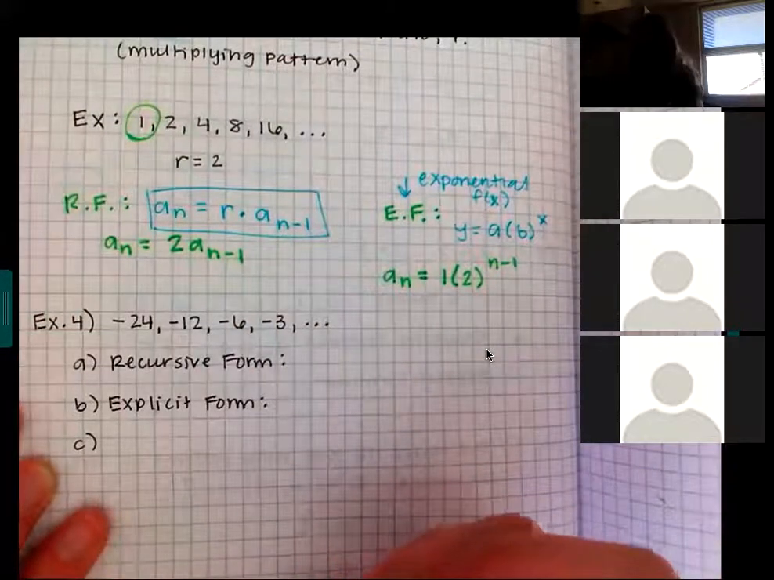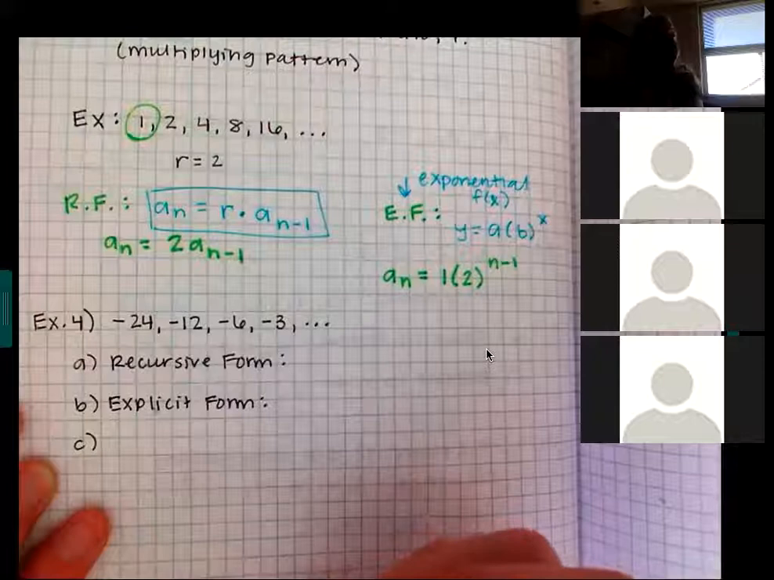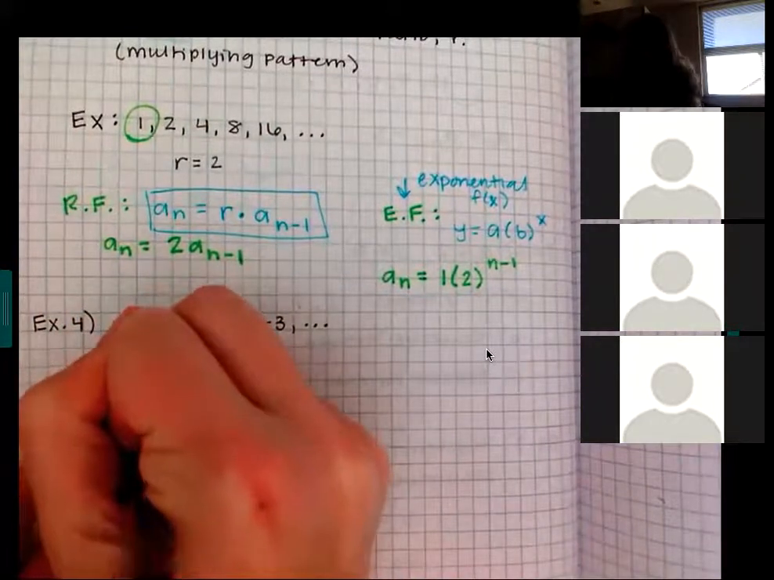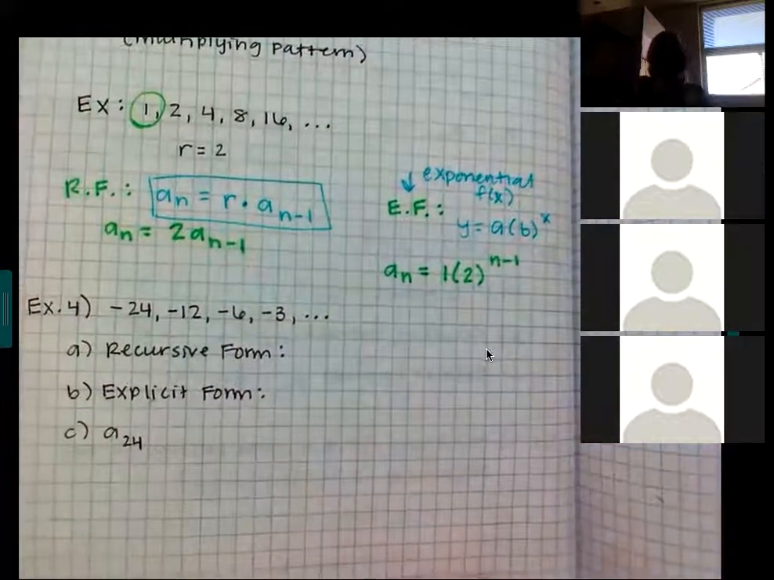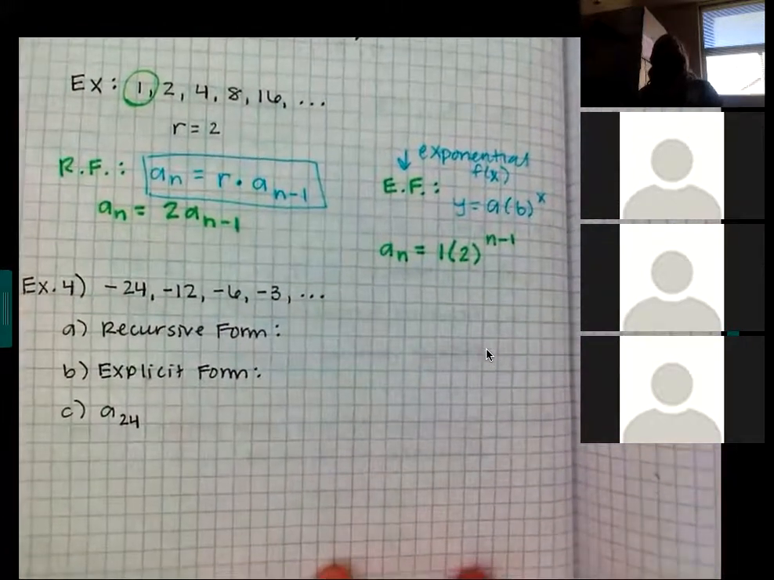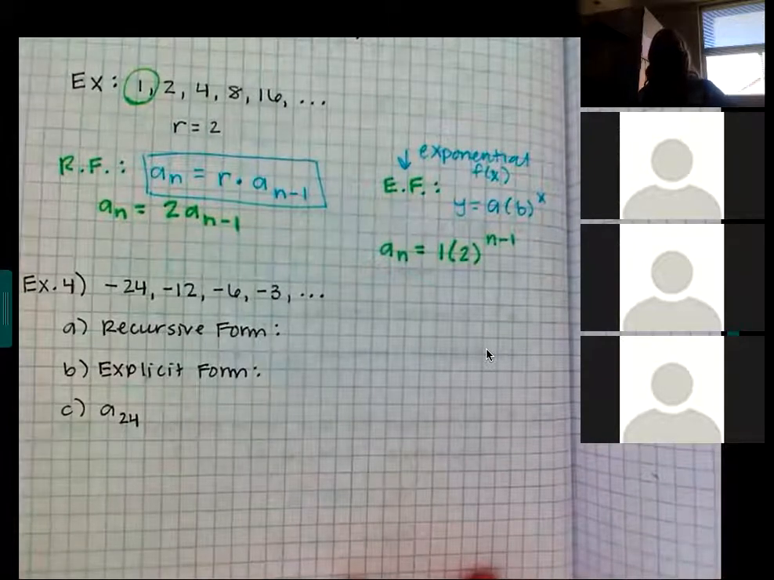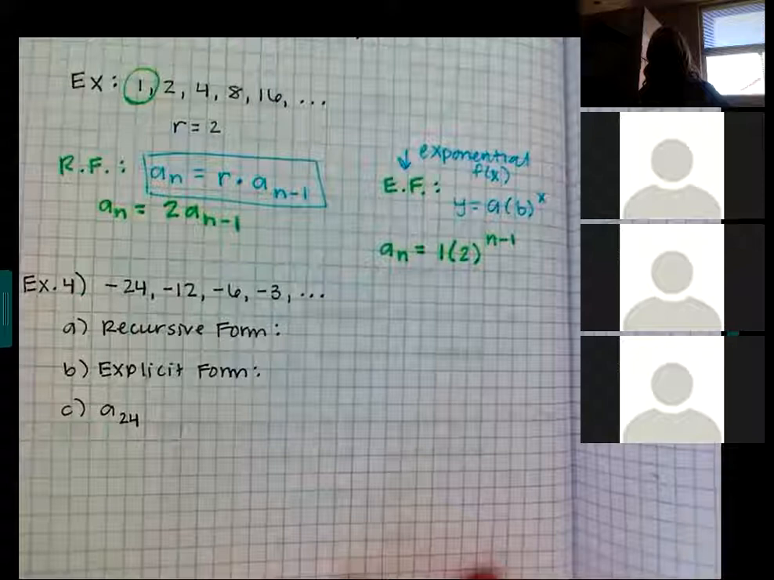KJ, pick a number. Plus 20, 24. You gotta make it big. All right, so use that sequence, write me a recursive formula, an explicit formula, and then find the 24th term.